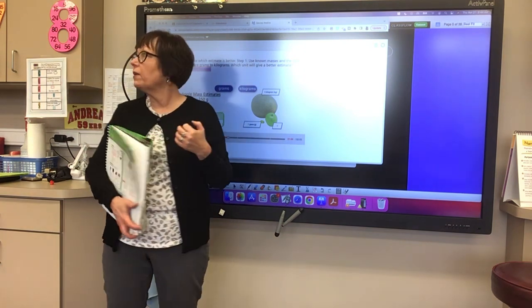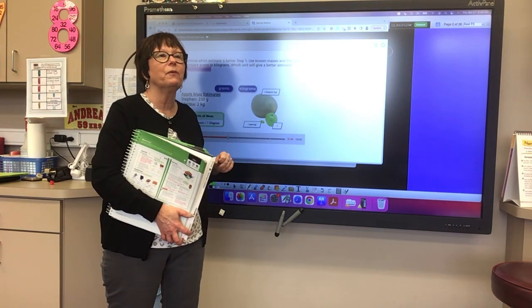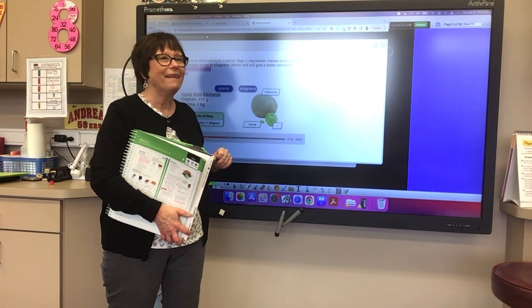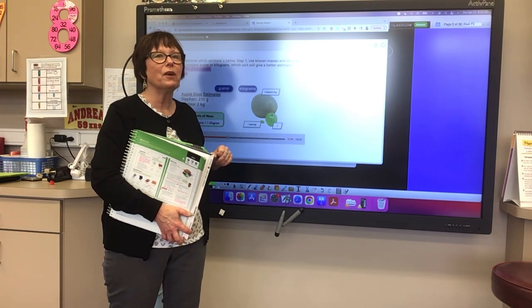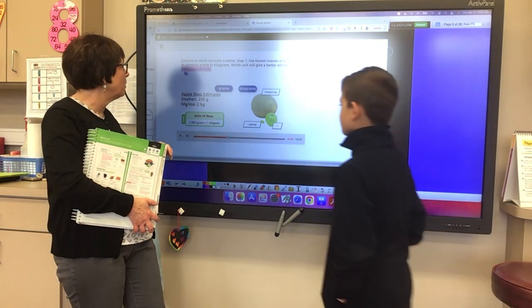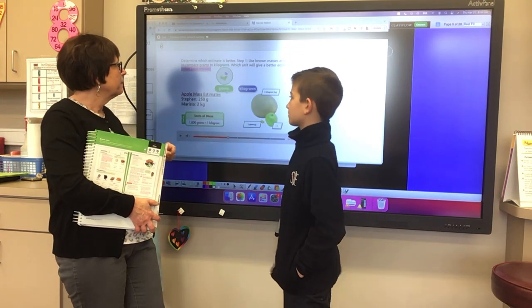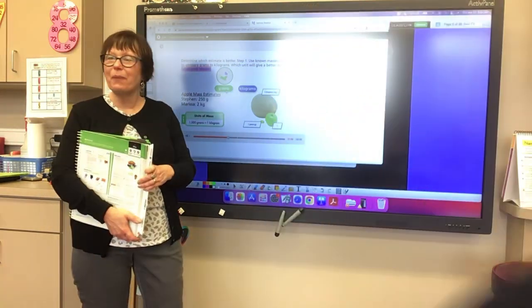Okay. So who's our eagle of the day? It is Brody. Brody, do you want to come do it for us? You're going to represent our class consensus that we should weigh that apple in grams. Good job, Beckett.